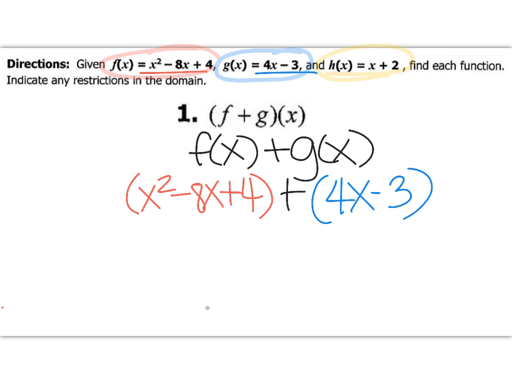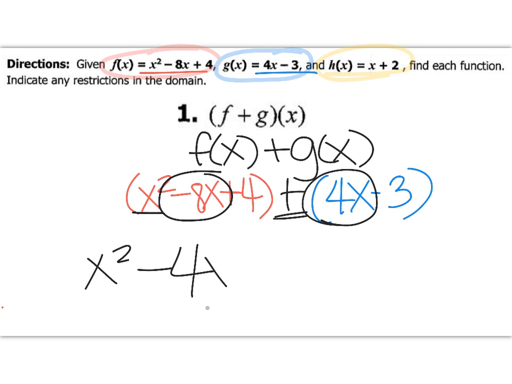Then we're simply just combining like terms because we're dealing with a sum here. We're just adding. So first like term, always in standard form, we want to put the highest degree first. So we've got a single x squared. That's going to go first. Then we've got negative 8x plus 4x, so minus 4x. Last but not least, positive 4 minus 3 is going to give us plus 1.